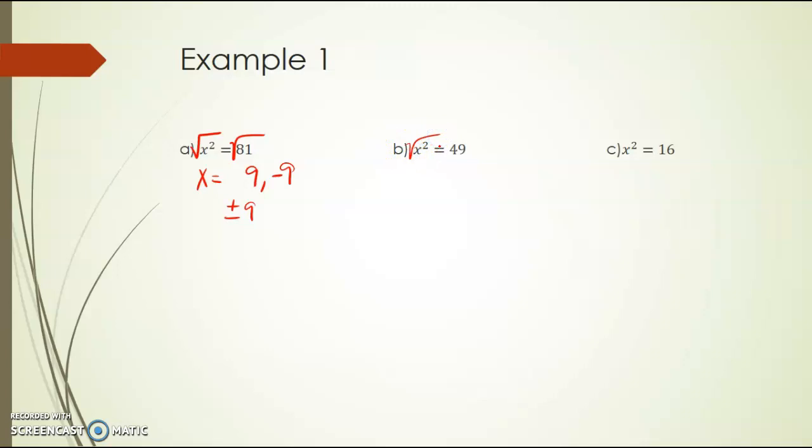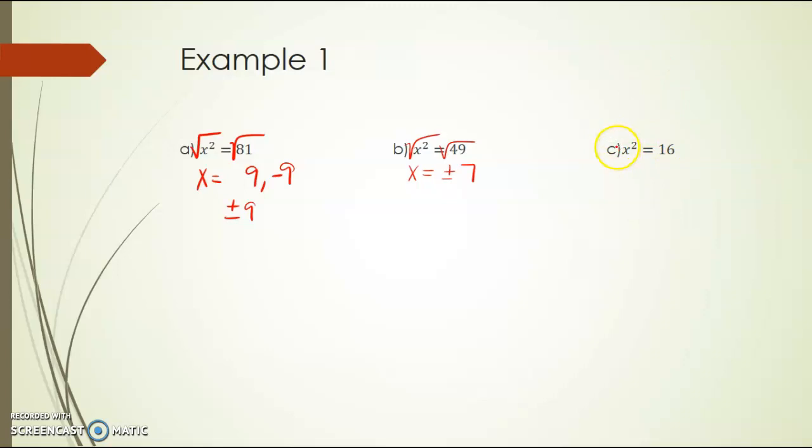Square root, because that's the inverse of squaring, and so then x would equal plus or minus the square root of 49, which is 7, because 7 times 7 is 49.